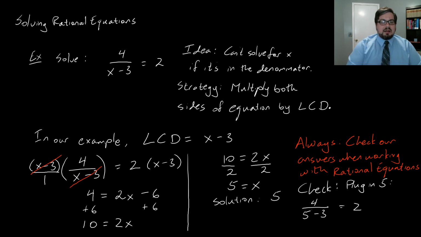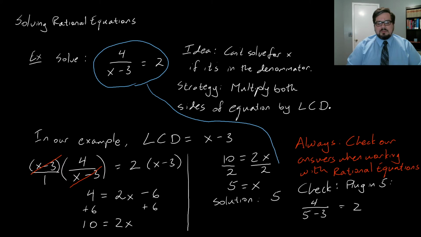Now, to get here, I'm starting with the very original equation. This is where you need to start, and you need to come down and plug in the solution that you believe that you found. And we get 4 over 5 minus 3 equals 2, and we check to see whether this is a true statement. Well, it turns out it is, because 5 minus 3 is, of course, just 2. 4 divided by 2 is, in fact, equal to 2, and so that checks.